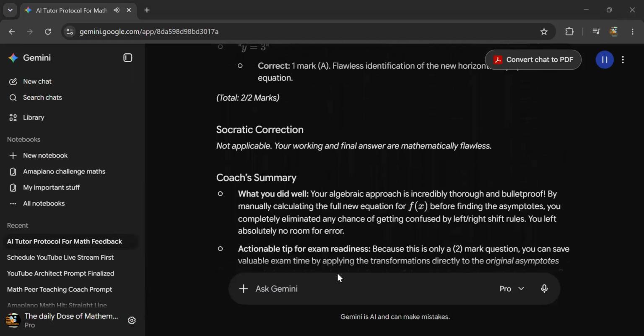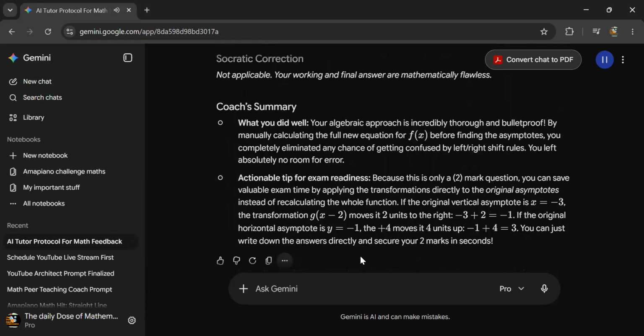Coach's summary. What you did well. Your algebraic approach is incredibly thorough and bulletproof. By manually calculating the full new equation for f(x) before finding the asymptotes, you completely eliminated any chance of getting confused by left-right shift rules. You left absolutely no room for error.